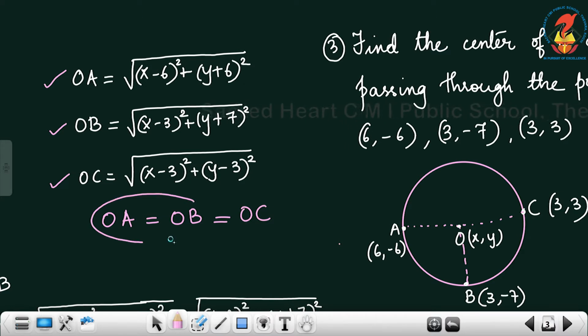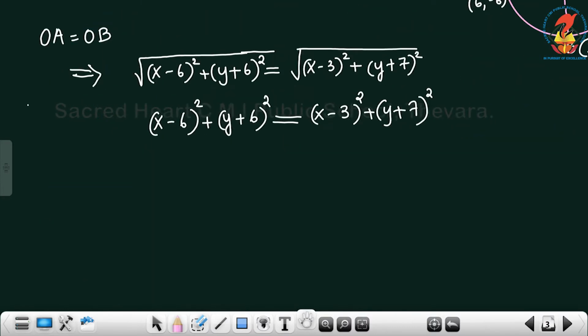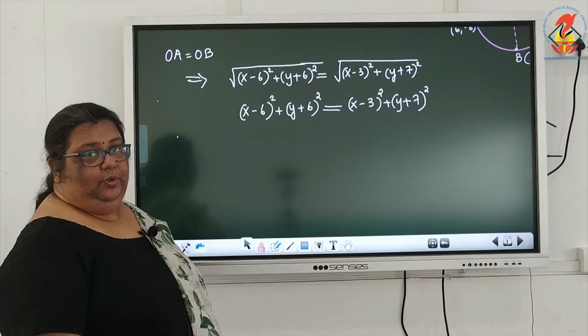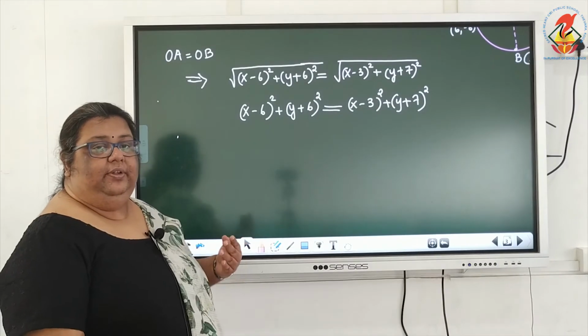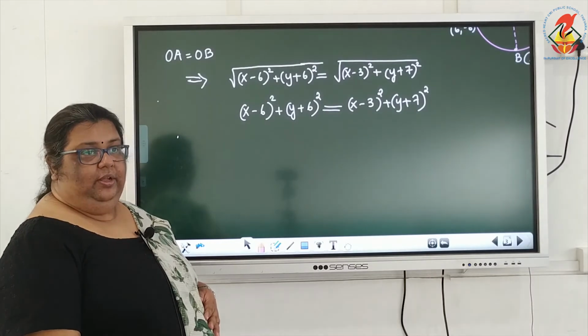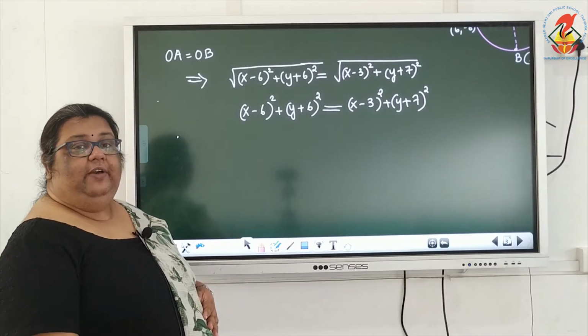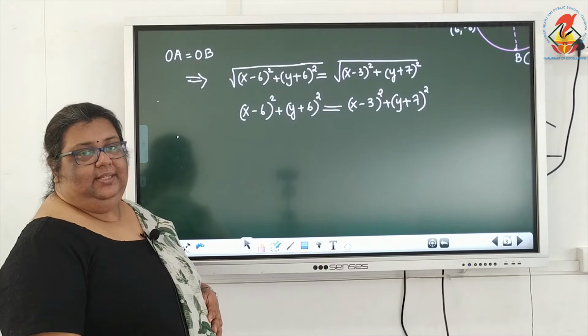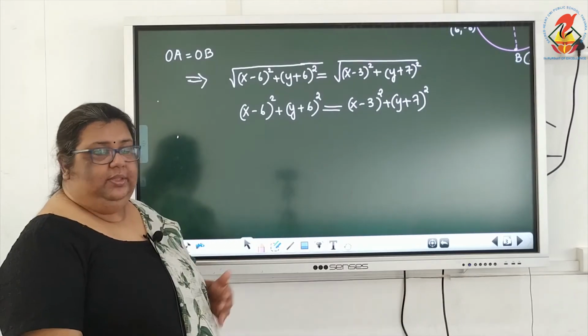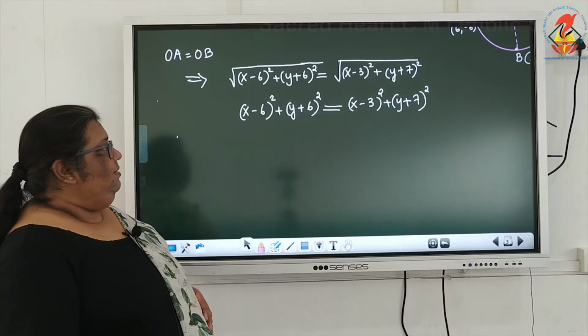Of that, we are going to compare these two first. OA is equal to OB, I have written OA equals OB. What was OA? Square root of (x minus 6) the whole square plus (y plus 6) the whole square equals square root of (x minus 3) the whole square plus (y plus 7) the whole square. On both sides of the equal to, there is a square root. To remove the square root, we have to square both the sides. So after squaring both the sides, the square root symbol is removed.